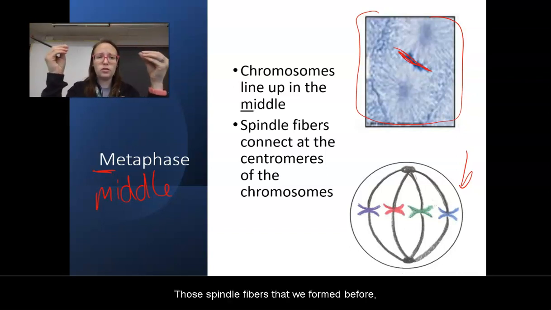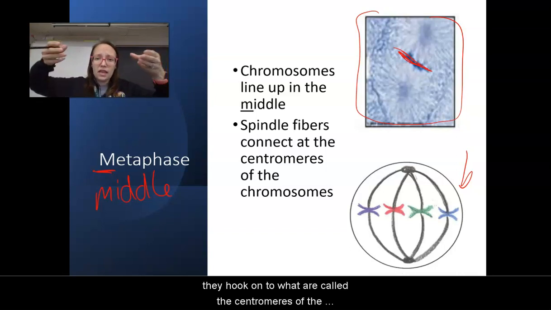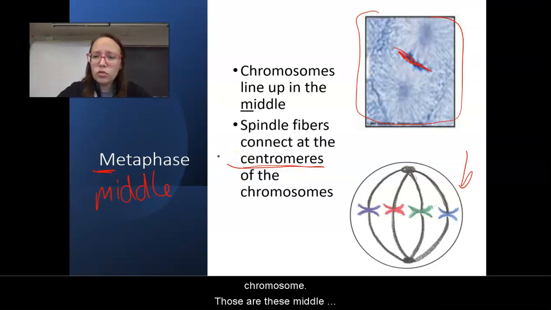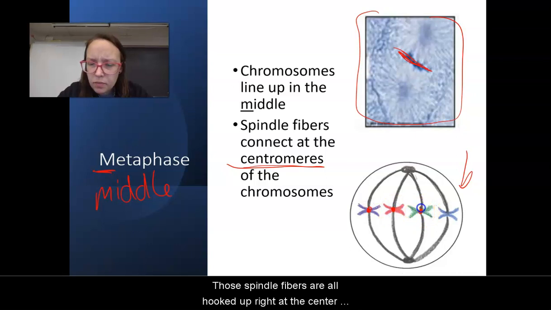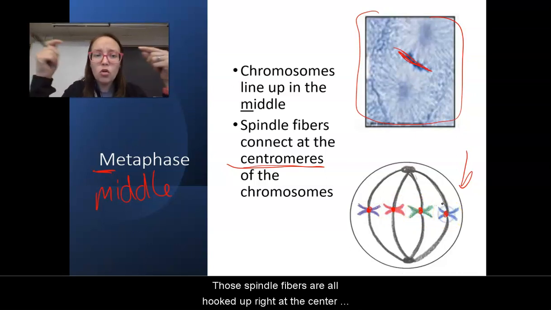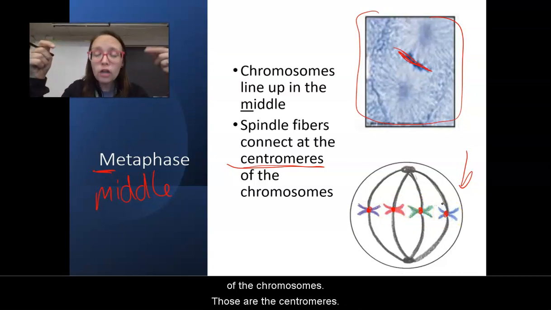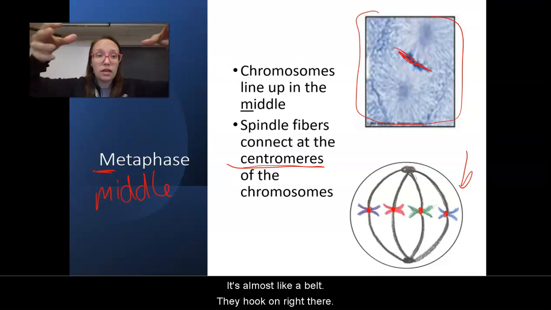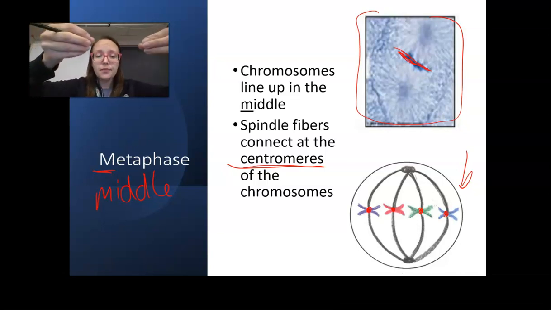Those spindle fibers that we formed before, they hook on to what are called the centromeres of the chromosomes. Those are these middle points right here. Notice in our little diagram, those spindle fibers are all hooked up right at the center of the chromosomes. Those are the centromeres. So they hook on, they latch on, it's almost like a belt, right? They hook on right there.